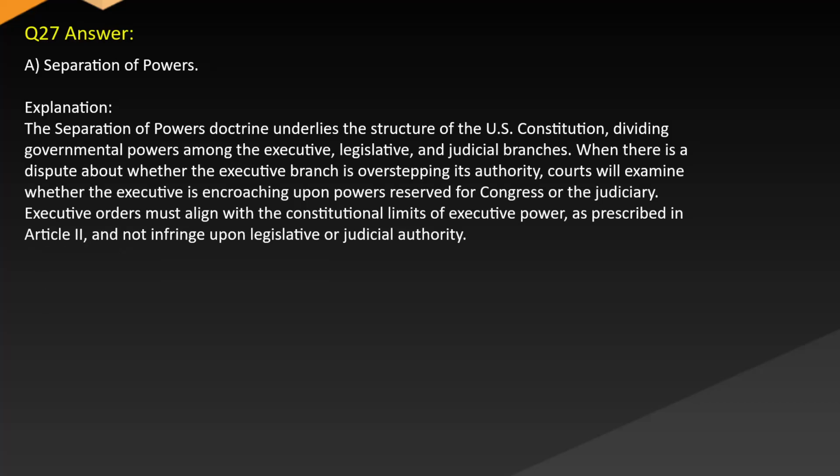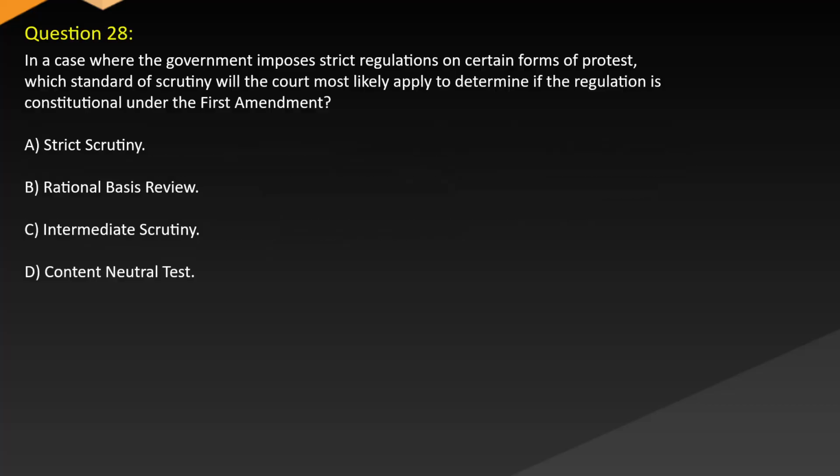Answer: A. Separation of powers. Explanation: the separation of powers doctrine underlies the structure of the U.S. Constitution, dividing governmental powers among the executive, legislative, and judicial branches. When there is a dispute about whether the executive branch is overstepping its authority, courts will examine whether the executive is encroaching upon powers reserved for Congress or the judiciary. Executive orders must align with the constitutional limits of executive power as prescribed, to not infringe upon legislative or judicial authority.